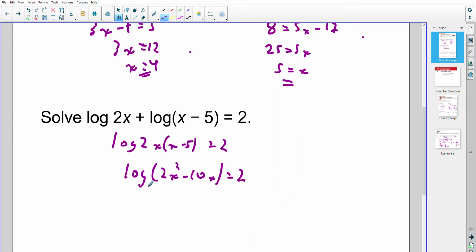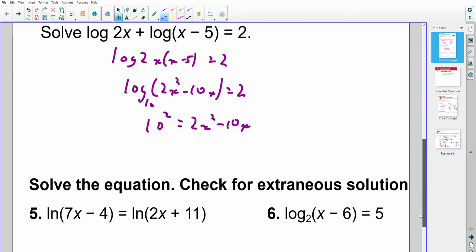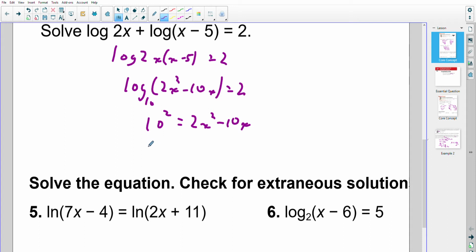Now there is a common log here, so there's really a 10 there. 10 squared equals 2x squared minus 10x. And it's looking like it's going to be a factoring problem. So this is 100. I'm going to subtract 100 from both sides. And divide out by 2 because that will make factoring it much easier. Hopefully it factors down.